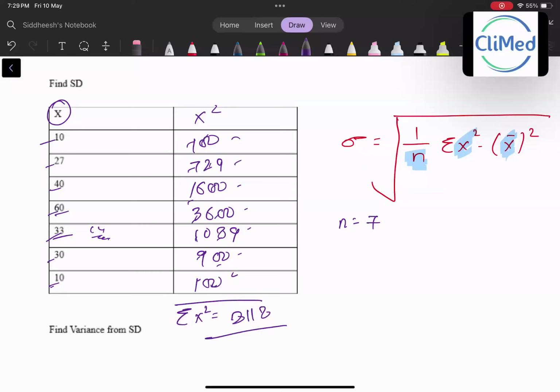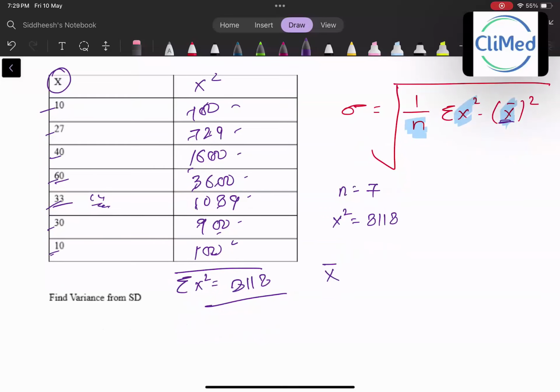Is it right or not? Yes, good, correct. Now we got the sum of x square, that is 8118. The next thing we need to find out is the mean. In statistics, this is the sign of mean. So how to find the mean? It's very simple: sum of x upon number of observations.